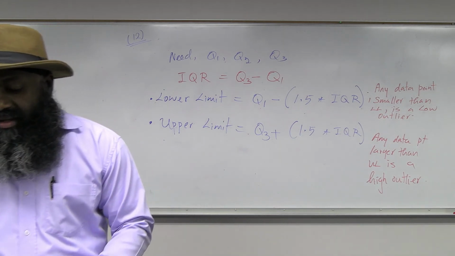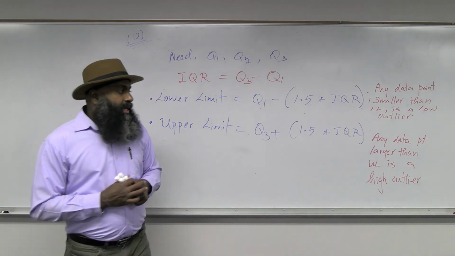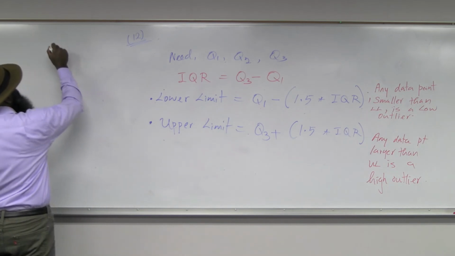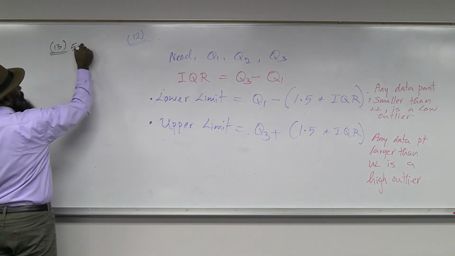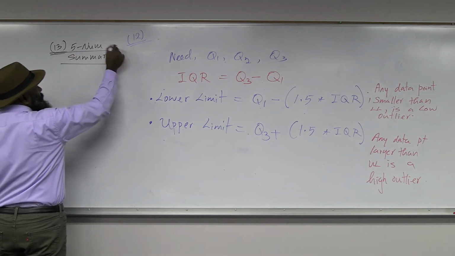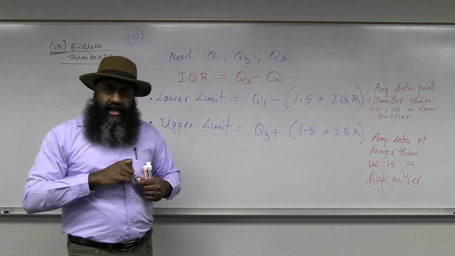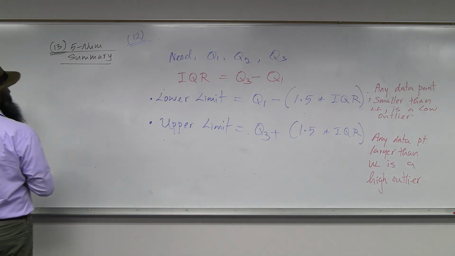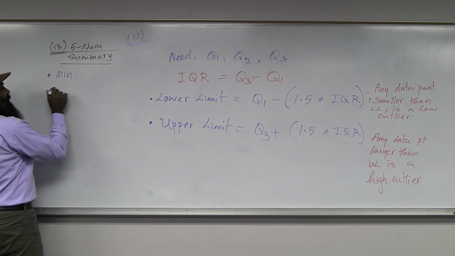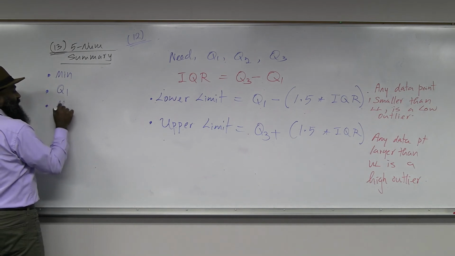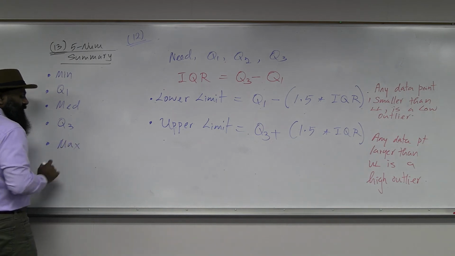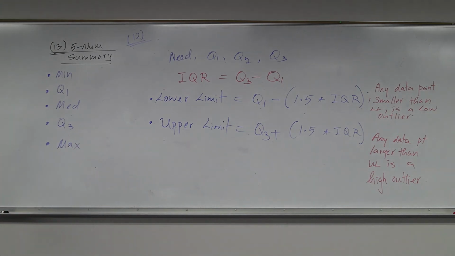Point number 13, the 5-number summary. There are a couple of 5-number summaries. The first 5-number summary is the minimum of the data set, the first quartile, the median, the third quartile, and the maximum of the data set. That's the first 5-number summary.